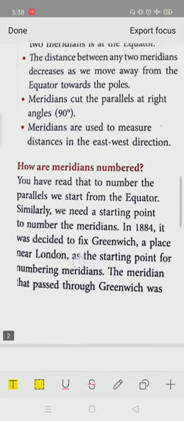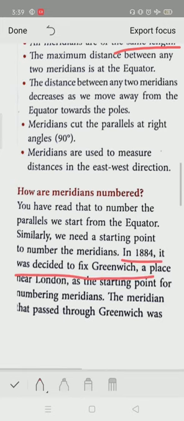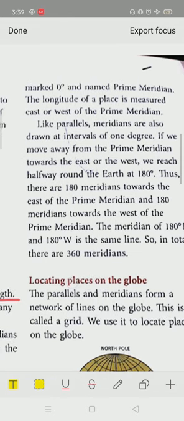How are meridians numbered? You have read that to number the parallels we start from the equator. Similarly, we need a starting point to number the meridians. In 1884, we decided to fix Greenwich, a place near London, as the starting point for numbering the meridians. The meridian that passed through the Greenwich was marked 0 and named prime meridian. The longitude of a place is measured east or west of the prime meridian.